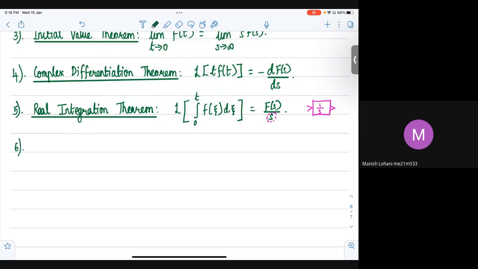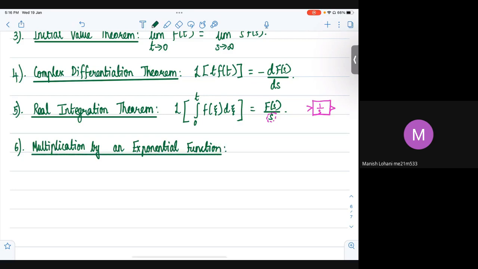Now another property is multiplication by an exponential function. This is useful as we go along. I will just write down what this property is. Suppose we have a signal, a function f of t, and we multiply it by an exponential function e to the power minus at.